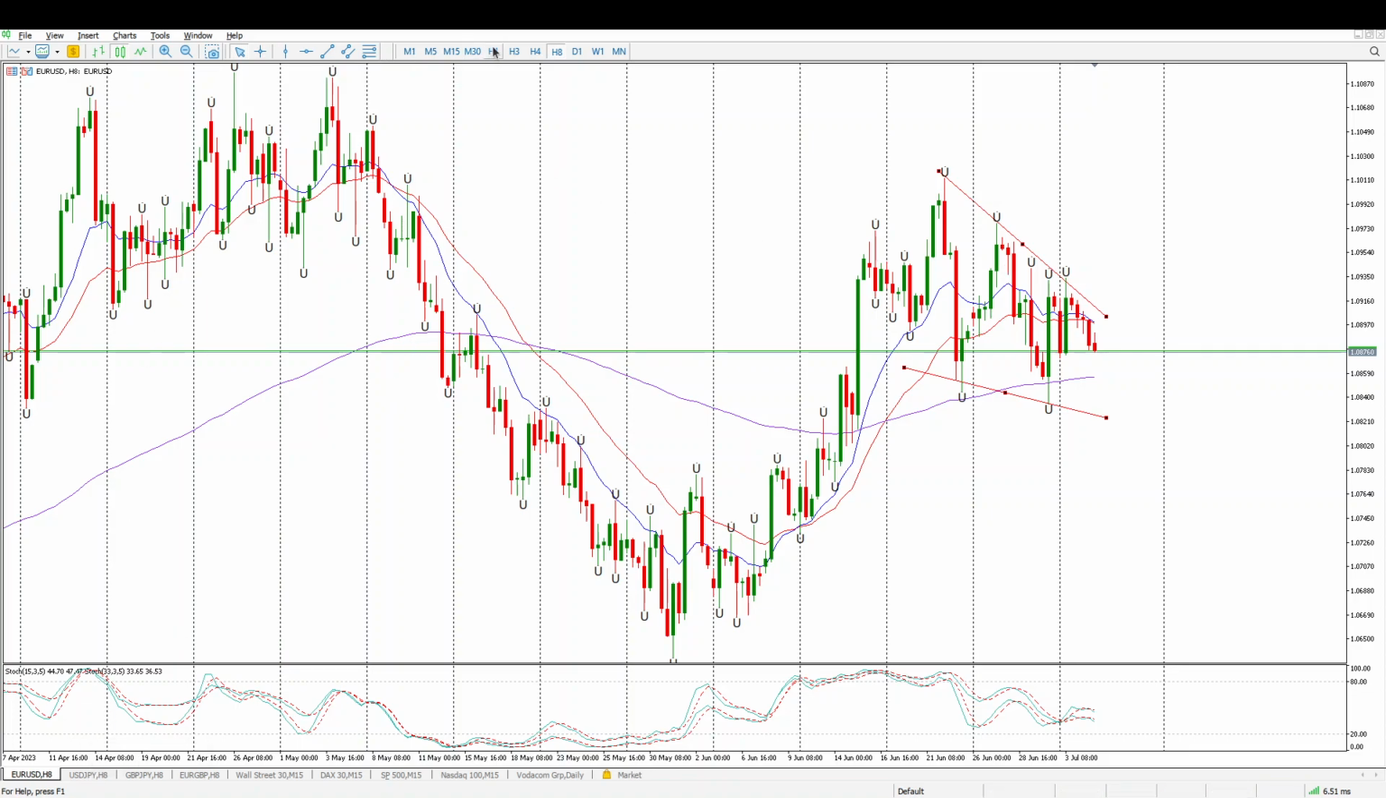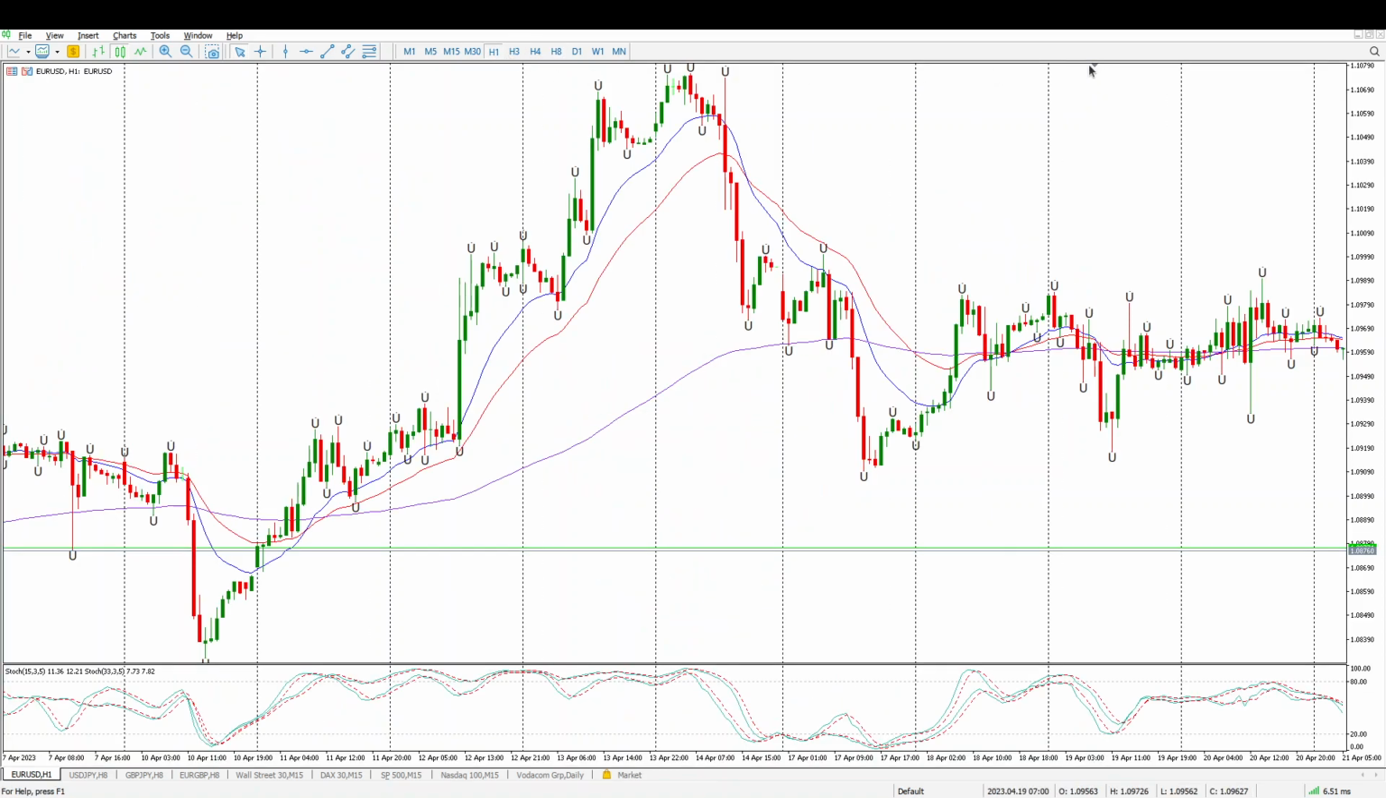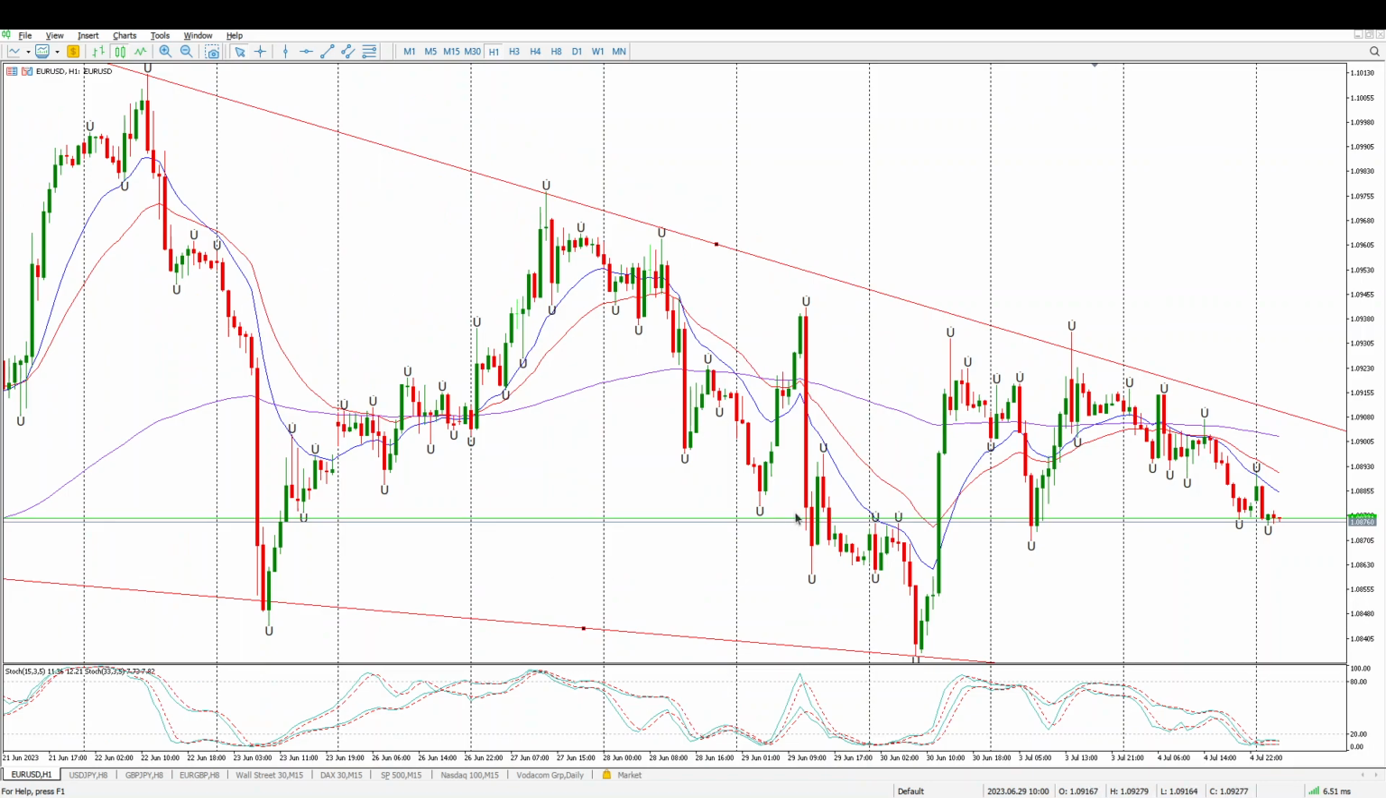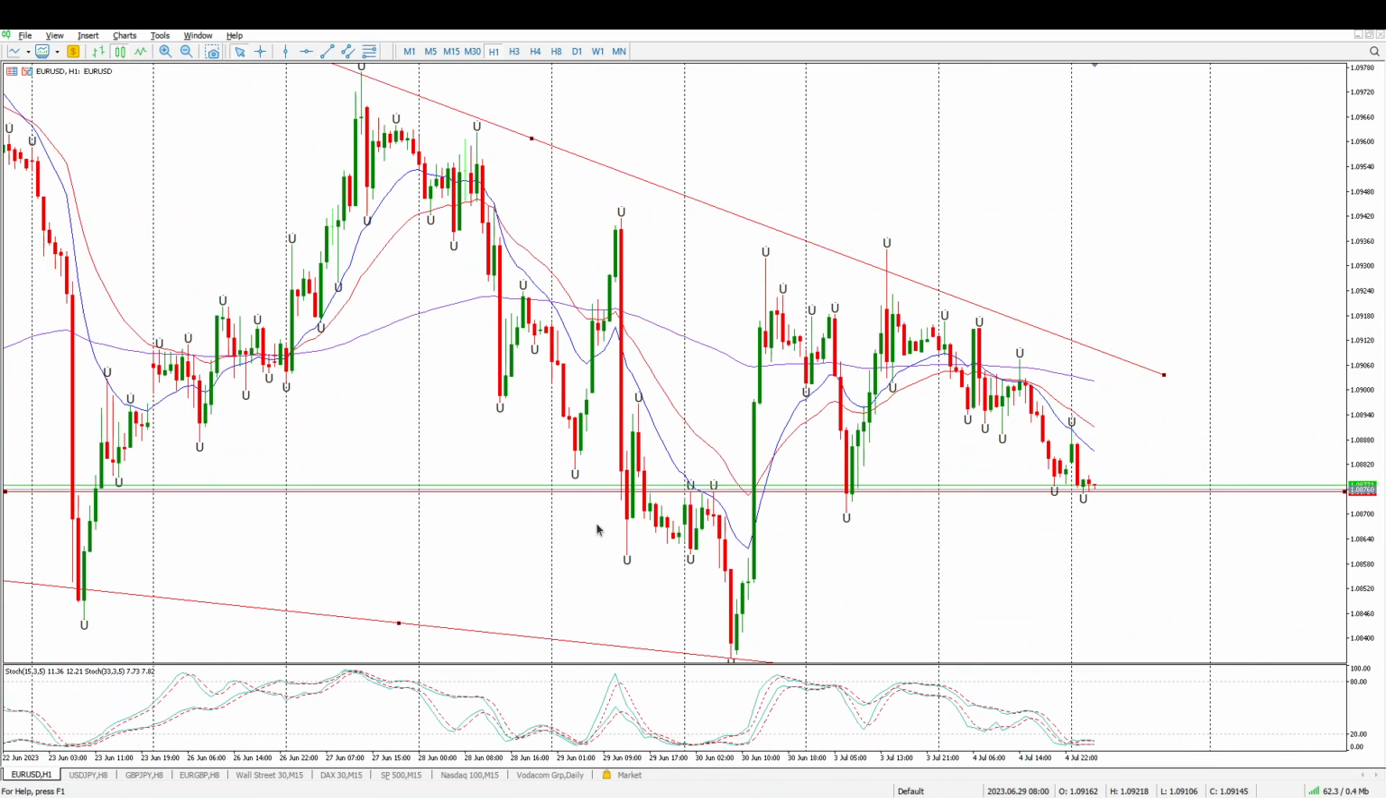Anyway, if we just drop down to the hour, you'll see we're kind of drifting from the moving averages at the moment. We do have a little bit of potential support coming up here, but for all intents and purposes, this is looking like a start of a downtrend. So you'd want to be looking to sell.